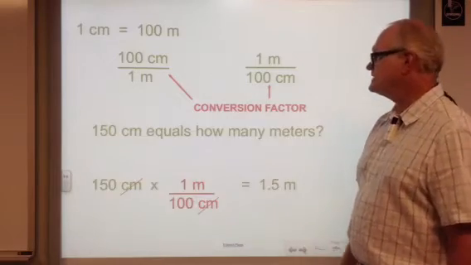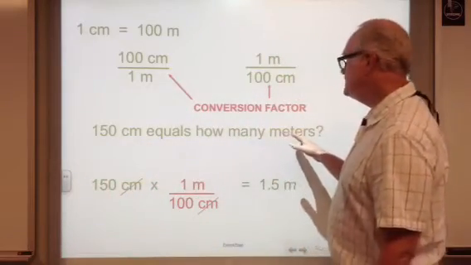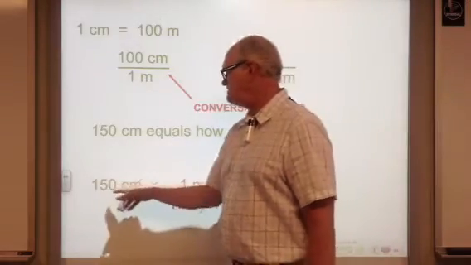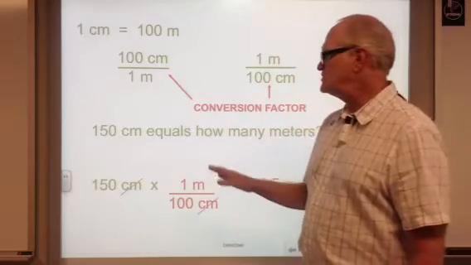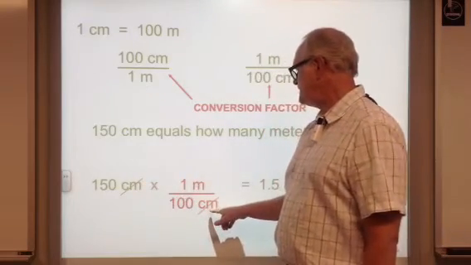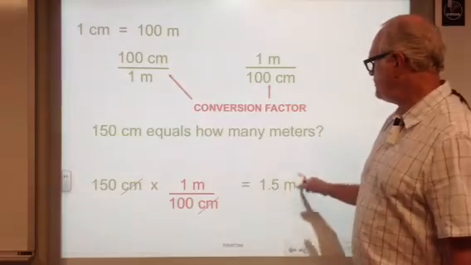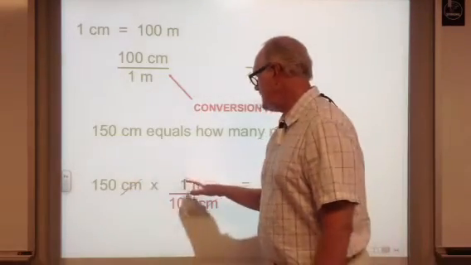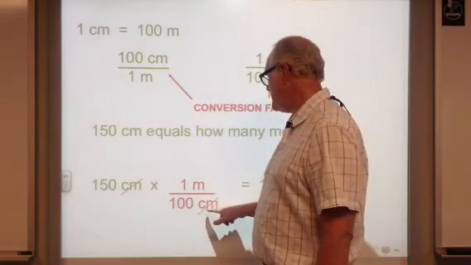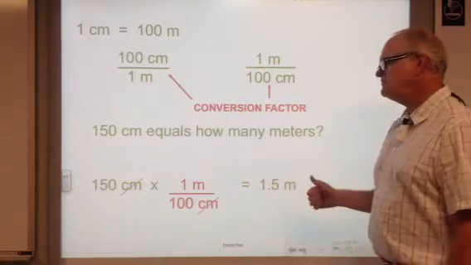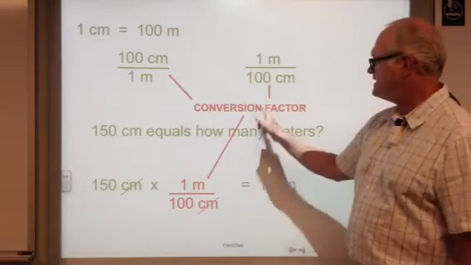Let's use that conversion factor. We have something that's 150 centimeters long. How many meters long is it? Well, we take our 150 centimeters, we multiply it by a conversion factor. Which one do we choose? We choose the one that has centimeters in the denominator and meters in the numerator. So centimeters cancel out and we end up with meters. 150 times 1 divided by 100 is 1.5. Centimeters times meters divided by centimeters is meters. 150 centimeters is 1.5 meters. We used a conversion factor to figure that out.